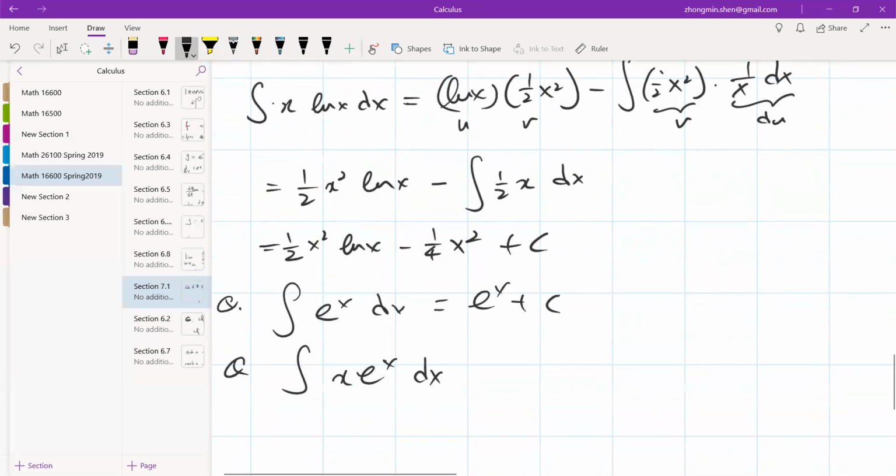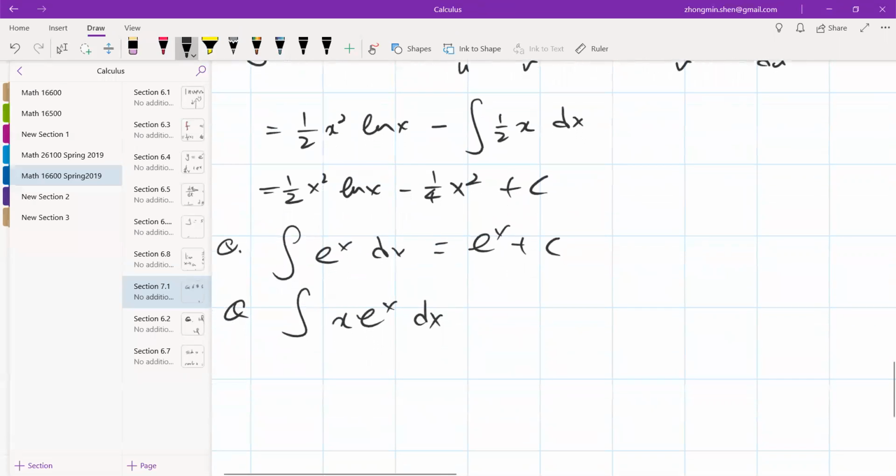e to the x is a very friendly function. Don't worry about that. It's not like natural log of x, which I have to kill, eliminate, in order to evaluate the integral. But here I do the opposite. I love e to the x. It's nice: when you differentiate, it's still the same function. When you integrate, it's still the same function. It's wonderful. It never changes. So I love it.